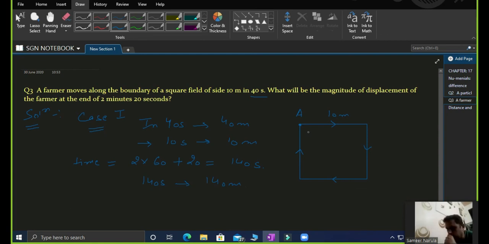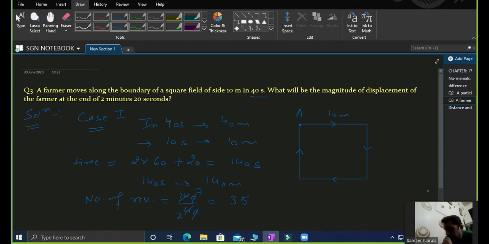Now, how would the 140 meter be covered? One revolution is about 40. So what we do, we just find out the number of revolutions. That would be 140 upon 40. This is your 7 by 2, that is 3.5. That means he moves exactly 3.5 times around this square boundary.